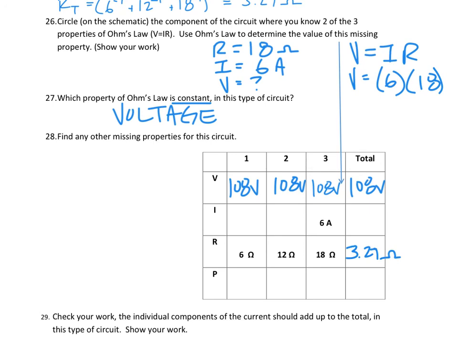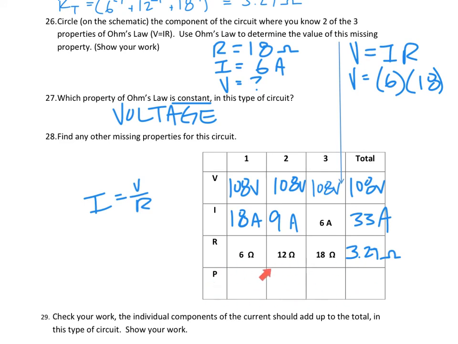Okay, so let's see. Our next step can be finding current. If I know the voltage is 108 and the total resistance is 3.27, I can find I. And I is V divided by R. So if I take V, which is 108, and I divide it by my R, which is 3.27, I get a current of 33. If I do the same thing here, 108 divided by 18, I get 6. 108 divided by 12 gives me 9. And 108 divided by 6 gives me 18. Got the wrong units in there. Okay, so 18 plus 9 plus 6 gives me 33.